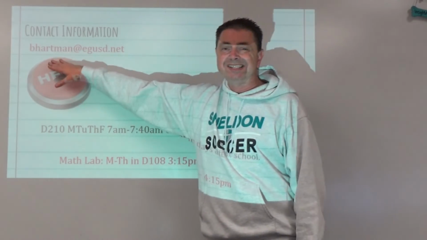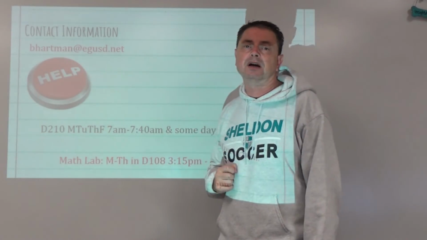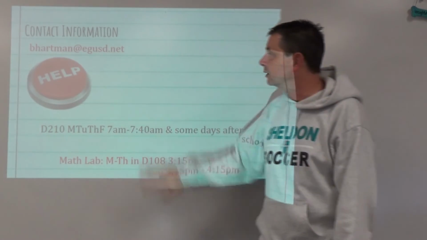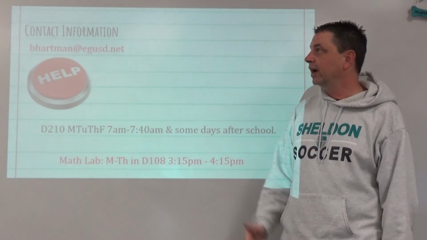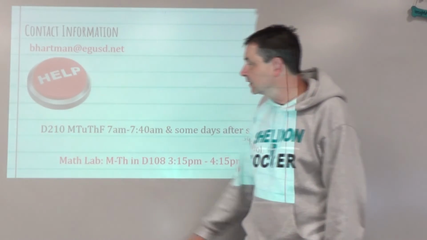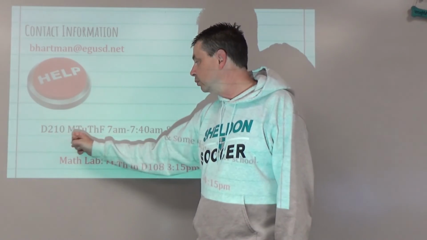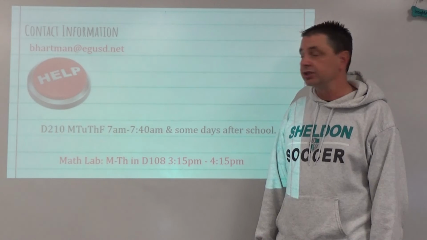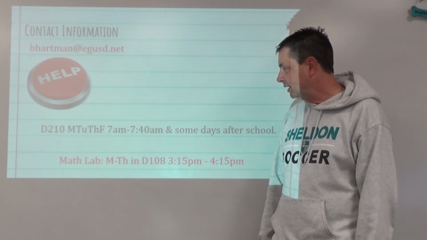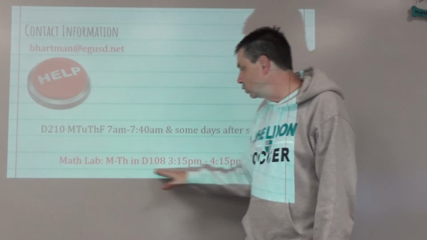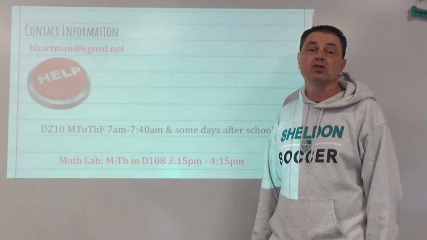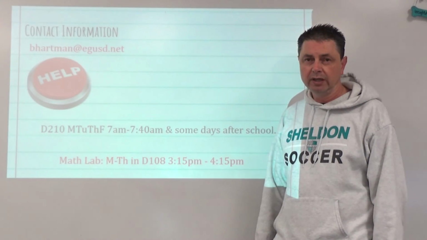Contact information: easiest is just direct email. You can use the parent view, but direct email is probably the easiest way, which is right there. Where do they go if they need to get some help? And that could definitely happen. D210, my room, before school. I can answer questions there. Some days after school, right now it's mostly Fridays. And then after school, Monday through Thursday, there is a homework help center in D108 that runs for an hour after school. So those are all some options.